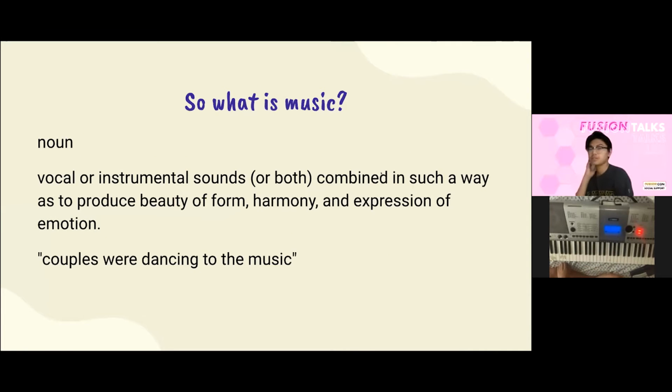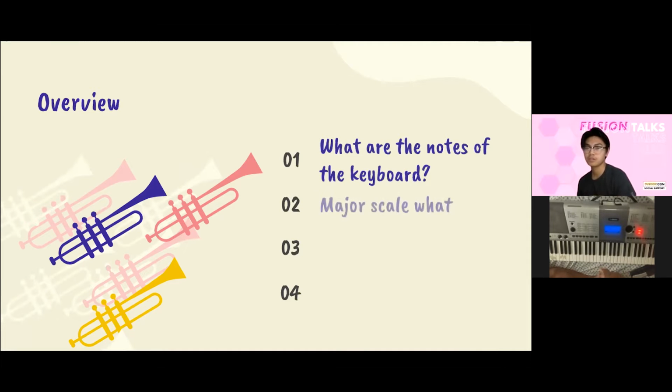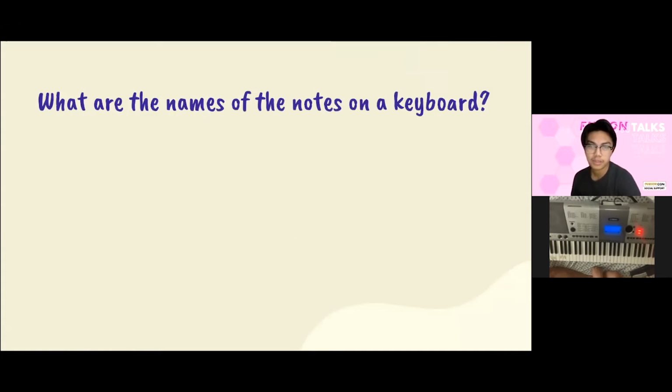All right, so what is music? Music is vocal or instrumental sounds combined in such a way as to produce beauty of form, harmony, and expression of emotion. Quick, we have an overview. What are the notes of the keyboard? What's a major scale? What is a chord? And music has numbers. It's crazy.